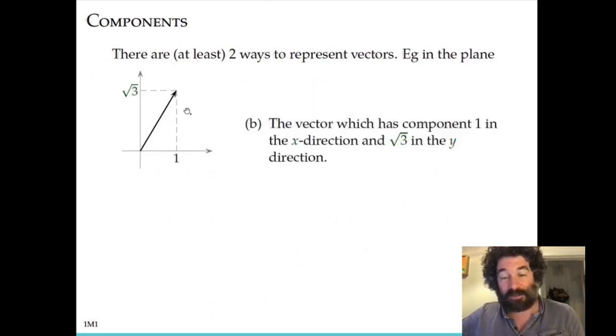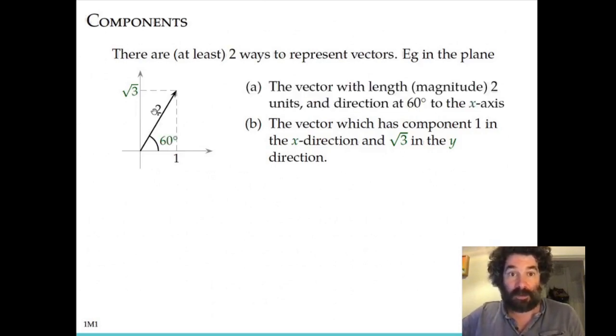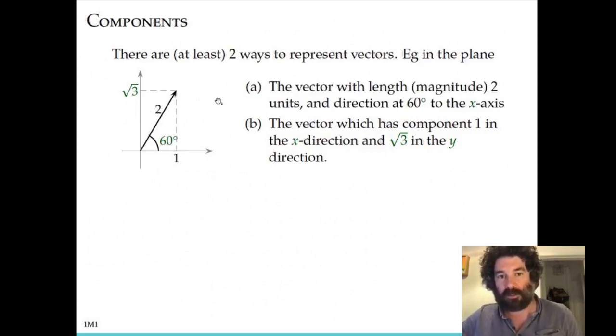Okay, the other way is to specify the x and y coordinates of the head of the vector. So when the base is at the origin, the head will have certain x and y coordinates. So here, if it's 60 degrees, length 2, the x coordinate would be 1, and the y coordinate would be square root of 3. All right, and so these are the same vector described in 2 different ways, with the angle and the length, or with the 2 components.